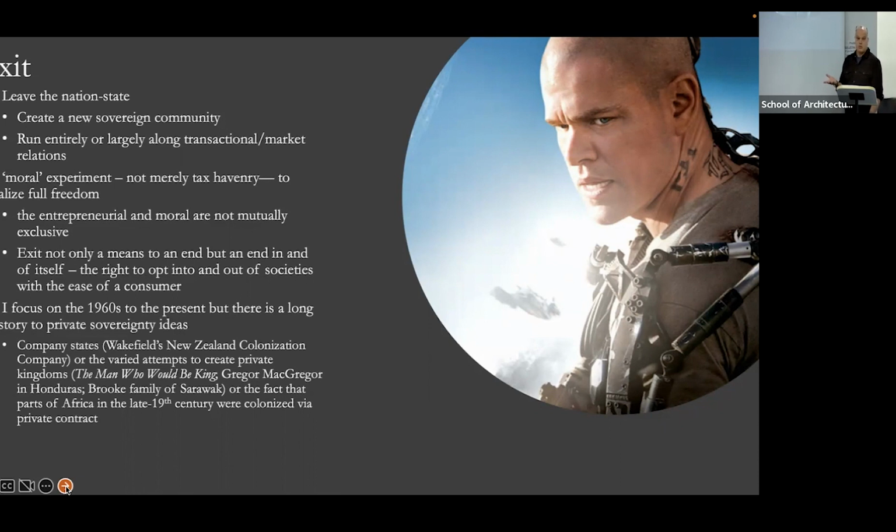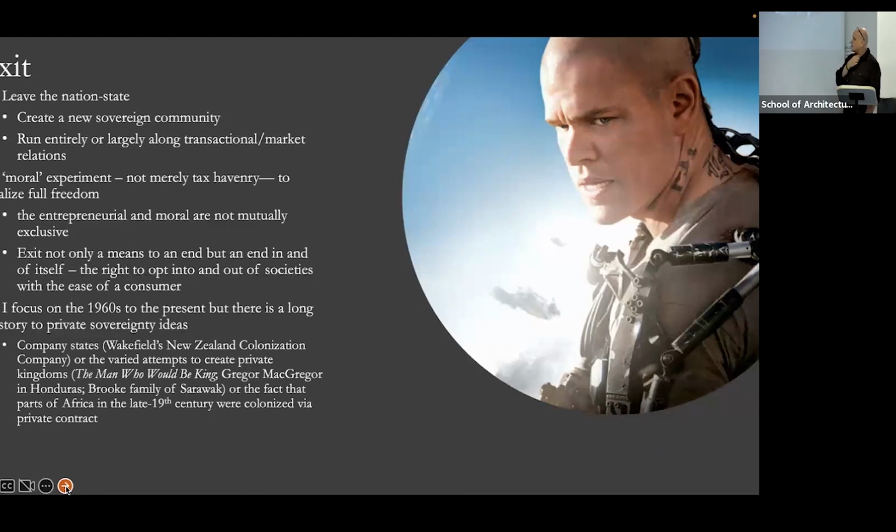For many of them, they see this as a kind of moral experiment, a calling, their way to pursue or to realize the idea of freedom. So for them, the entrepreneurial and the moral are not mutually exclusive. You engage in capitalist relationships and accelerate them, in fact, because it's a moral thing to do in their mind. So exit is not only a means to an end, but also an end in and of itself. The right to opt in or opt out of societies with the ease of a consumer is, in some sense, part of what it means to be free. Again, this is my summarizing or paraphrasing, and I'm sure some of them would disagree with my paraphrase and summary.